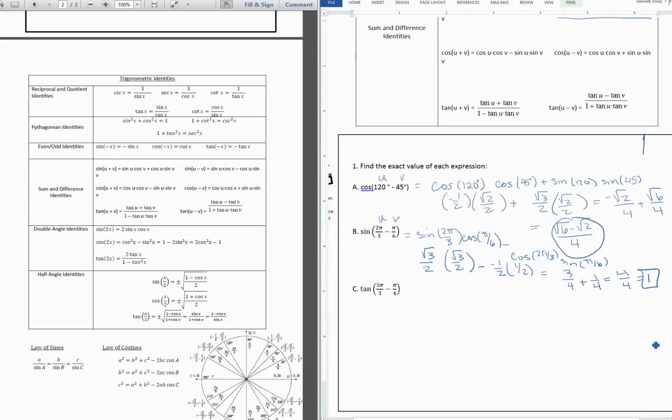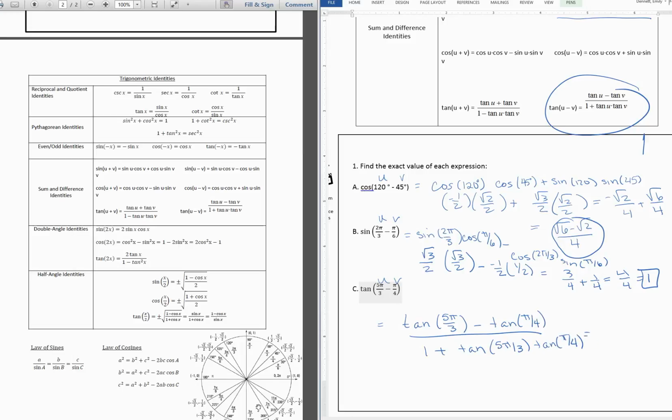Okay, and next we want tangent of 5 pi over 3 minus pi over 4. So this is our U, this is our V, and we're going to be using this formula. So we'd have tangent of 5 pi over 3 minus tangent of pi over 4, all over 1 plus tangent of 5 pi over 3 tangent of pi over 4.